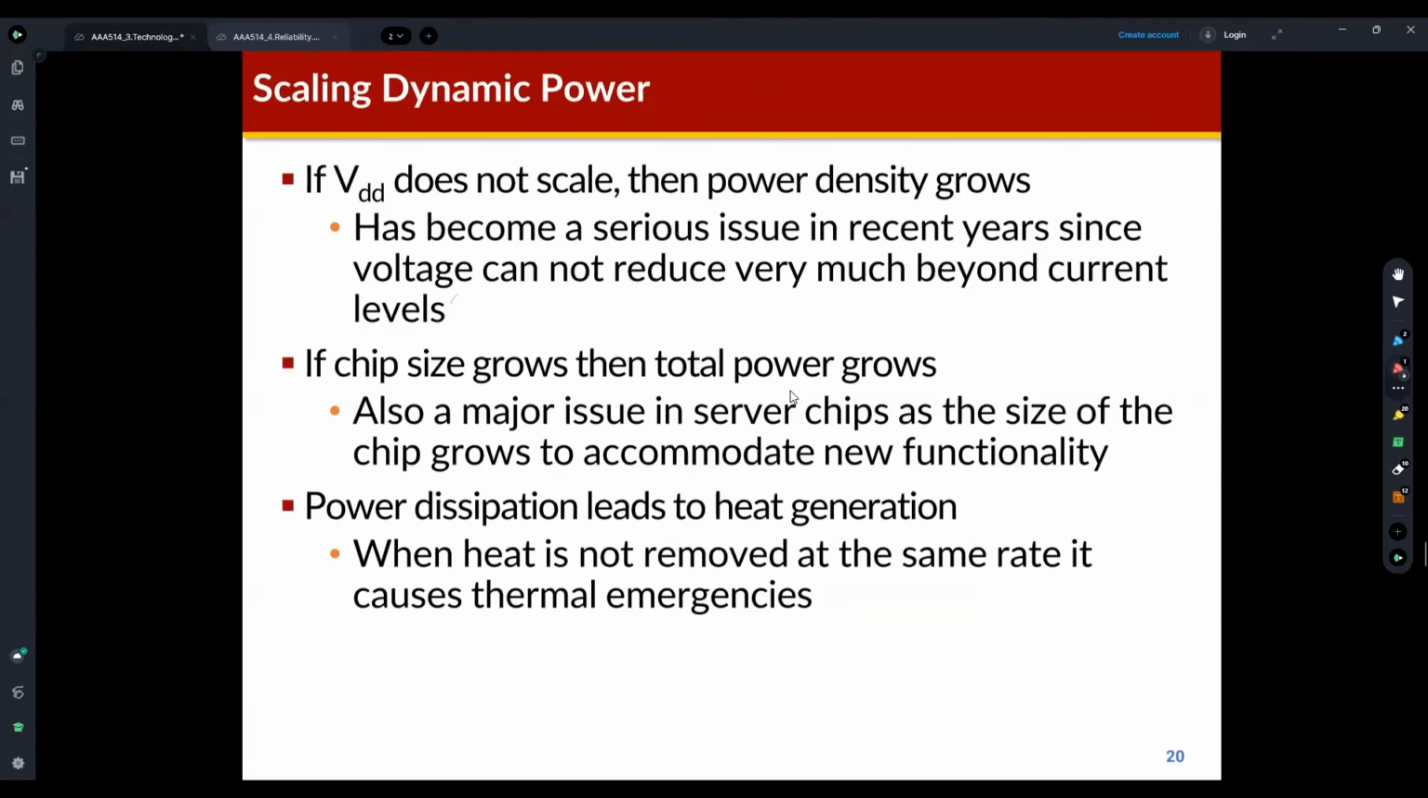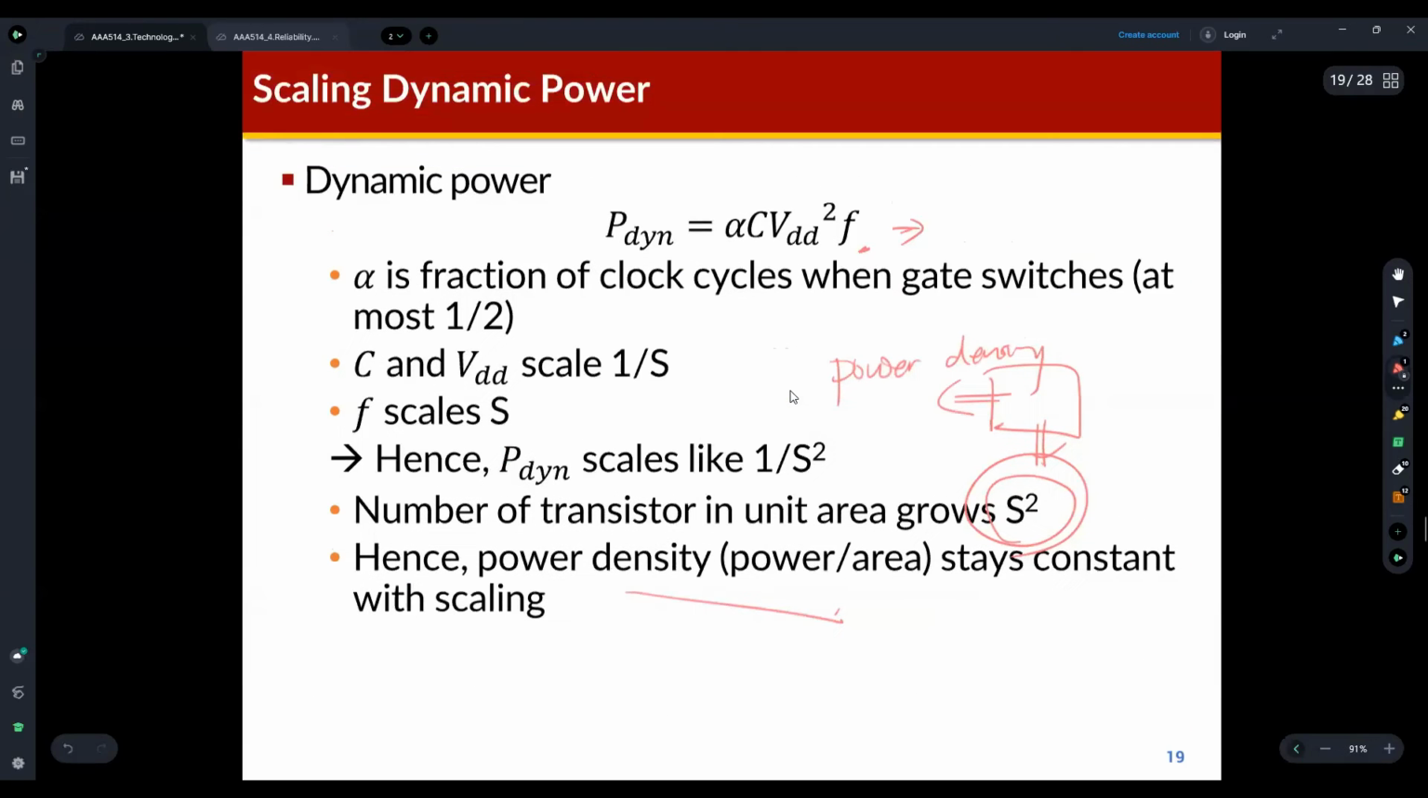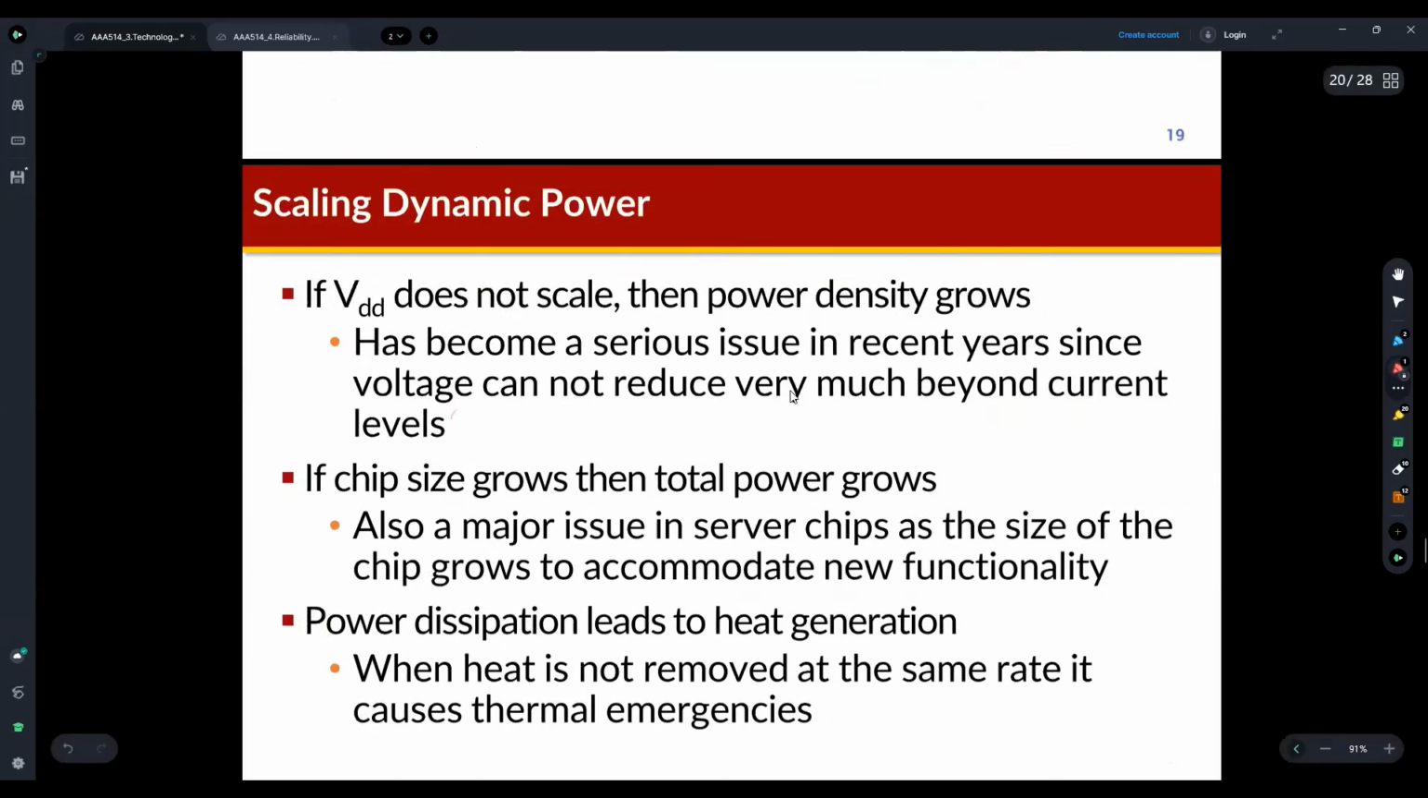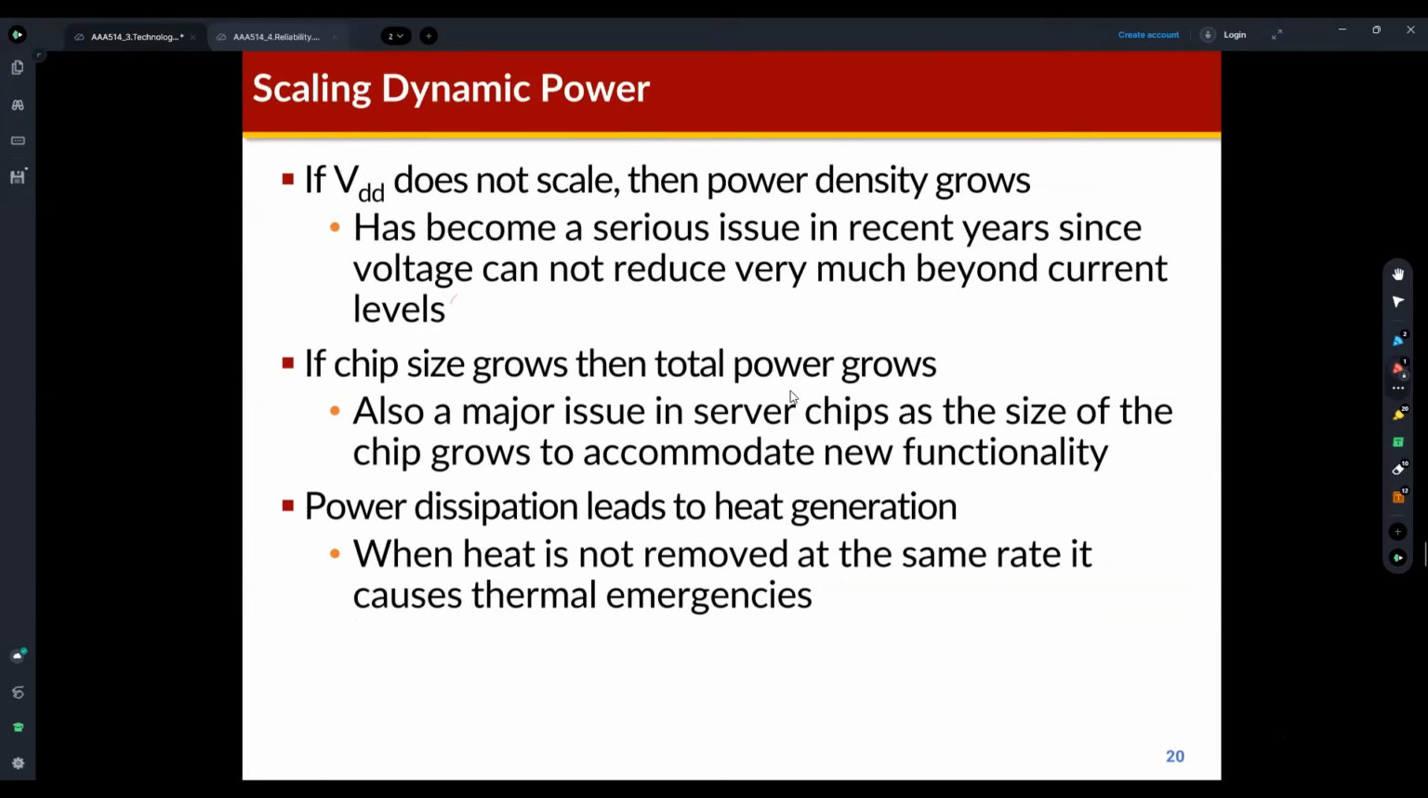If we cannot scale down the VDD, the supply voltage, then what will happen? Actually, the dynamic power is proportional to VDD square. So actually, the VDD occupies a very large portion of this dynamic power consumption. If the VDD does not scale, which means that if we cannot scale down the supply voltage, then power density grows.